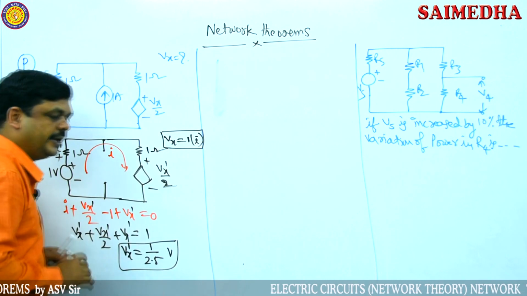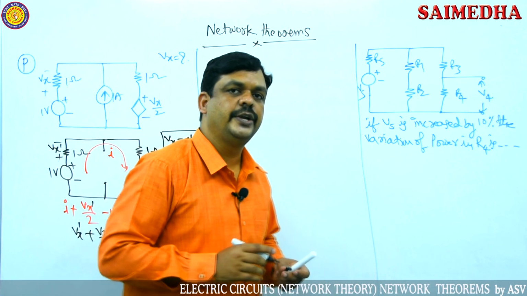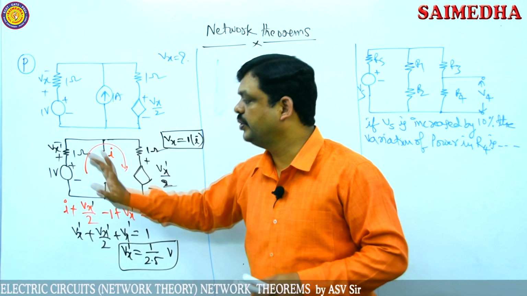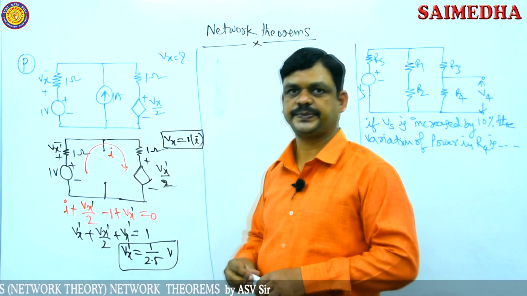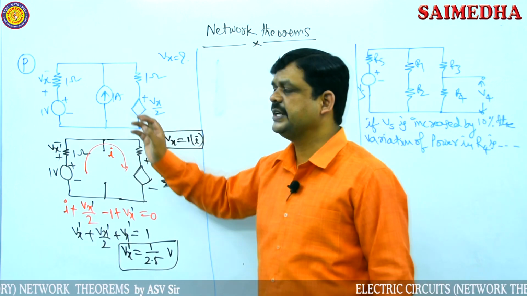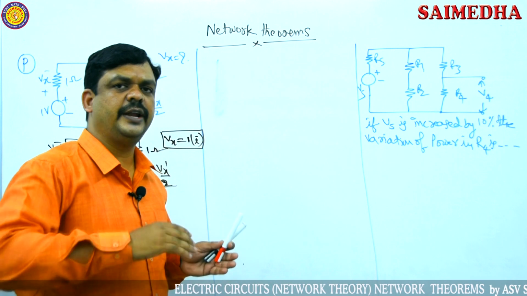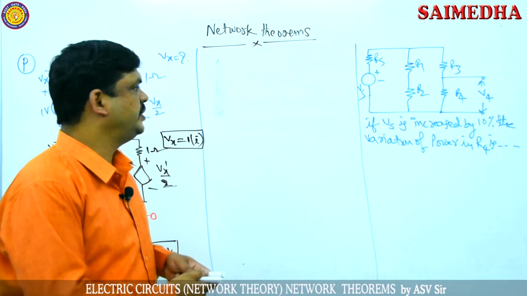Then directly, this gives Vx dash is equal to 1 by 2.5 volts, due to one source, that is the voltage source. Similarly, apply the second source here. The second source is the current source. The current source is applied and connected, and the voltage source is eliminated.